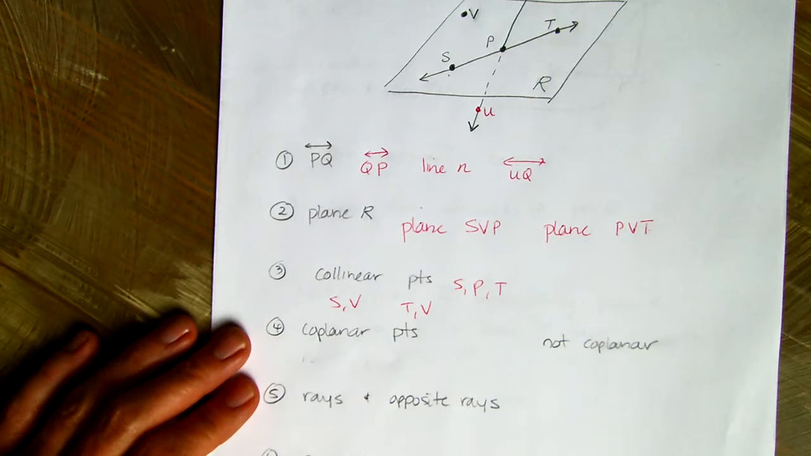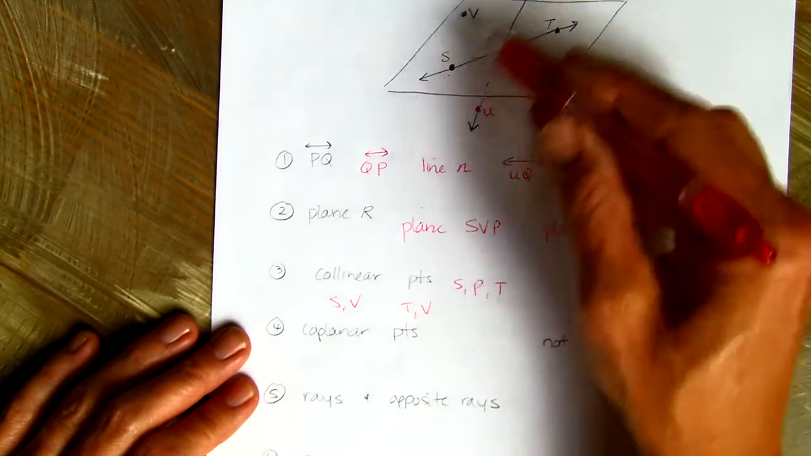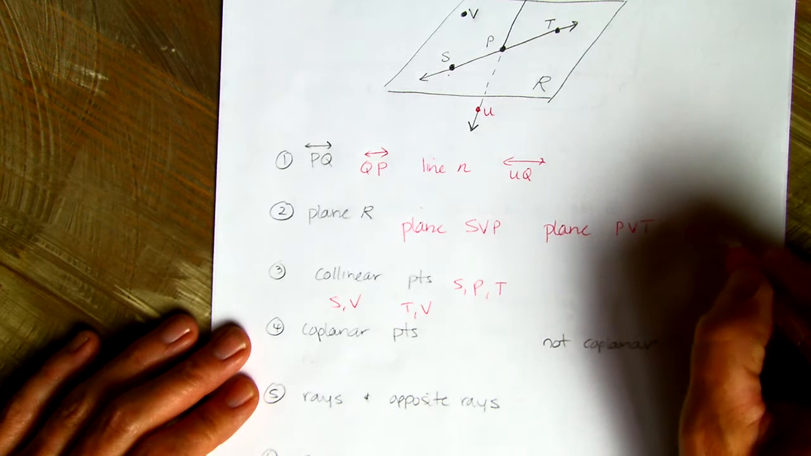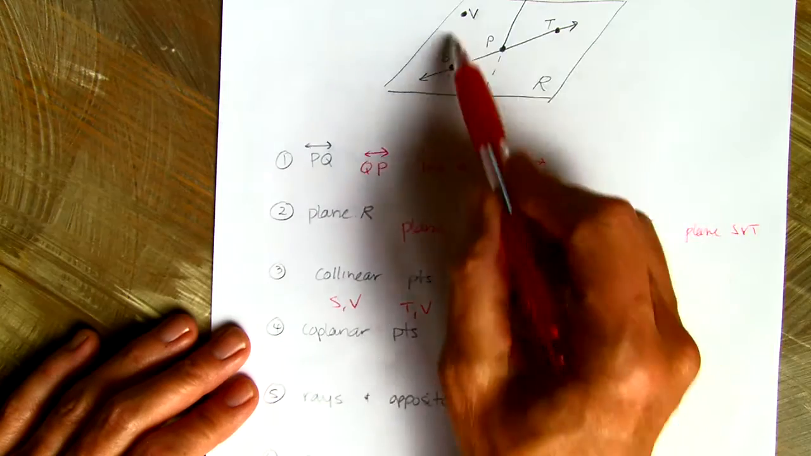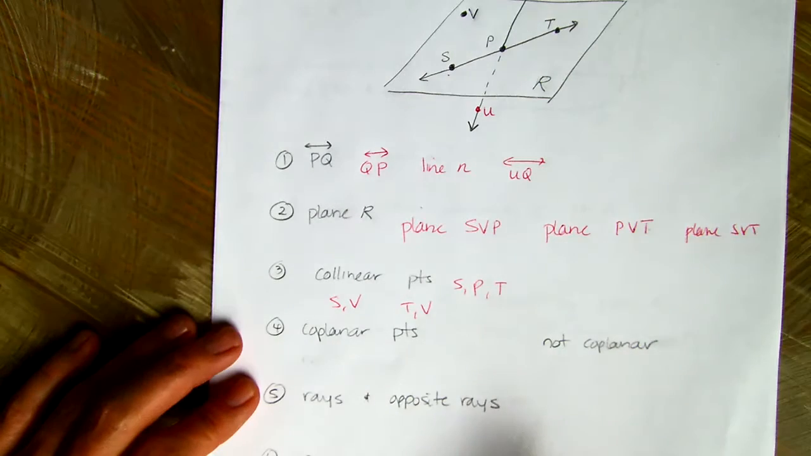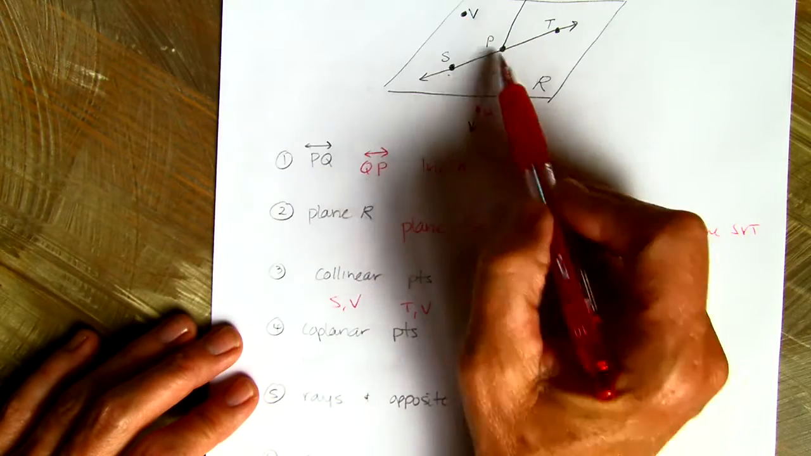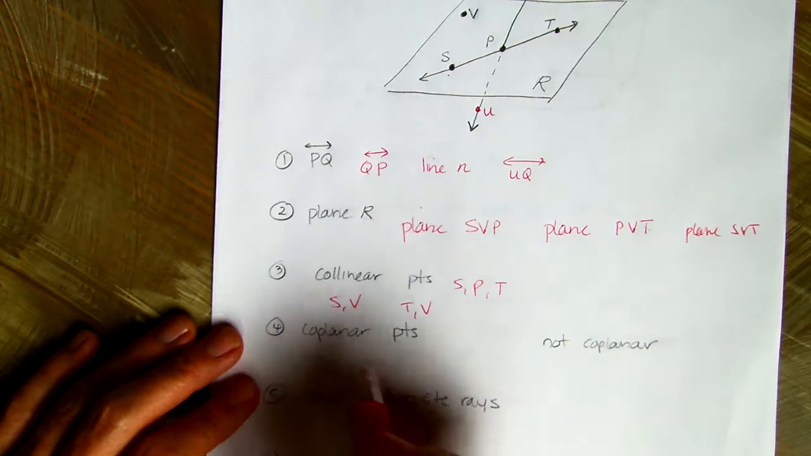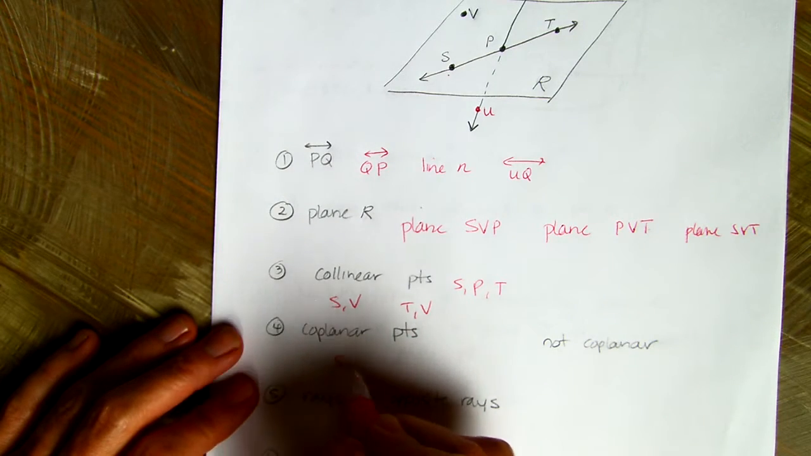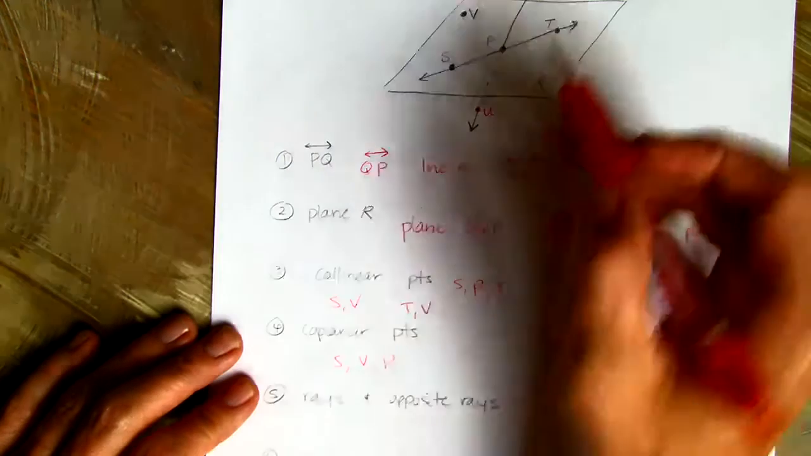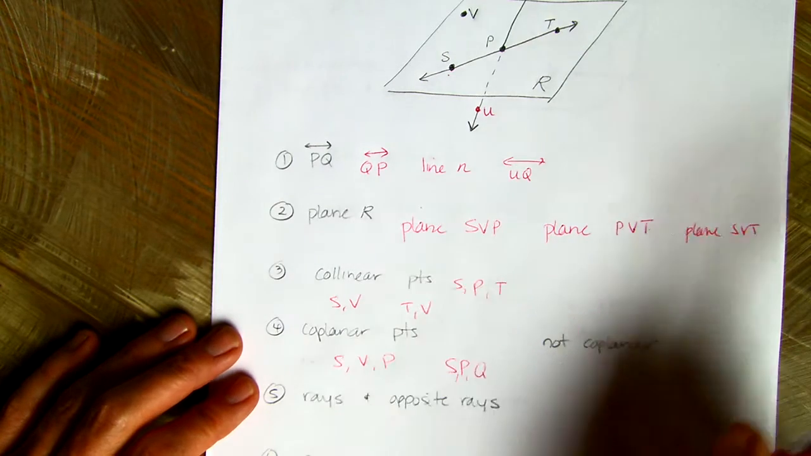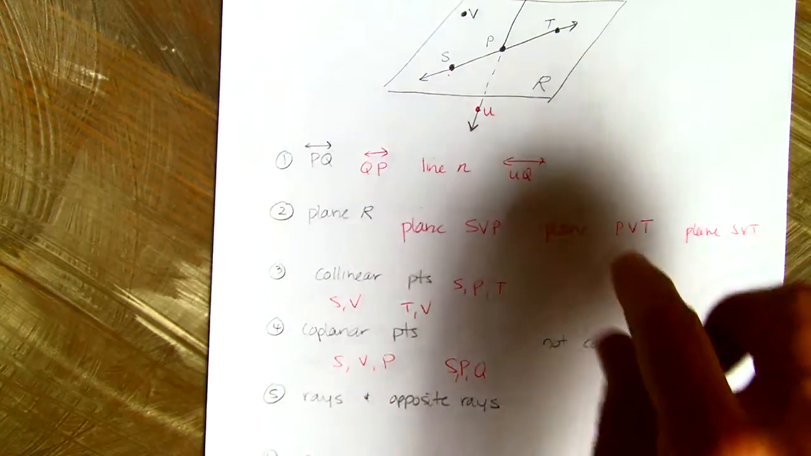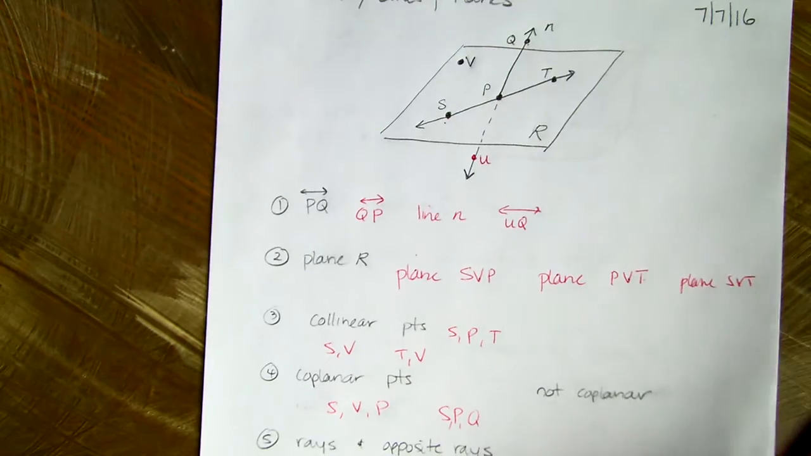SVT would not be collinear, but would define plane R again, plane SVT, etc. Coplanar points. You need at least 3 points to define a plane. So SVP are coplanar. SPQ are also coplanar. In this case, it's just a different plane. Whoops, Q's off the page.